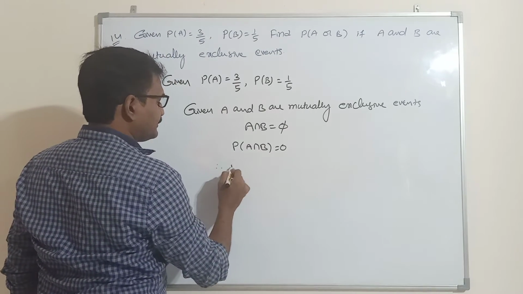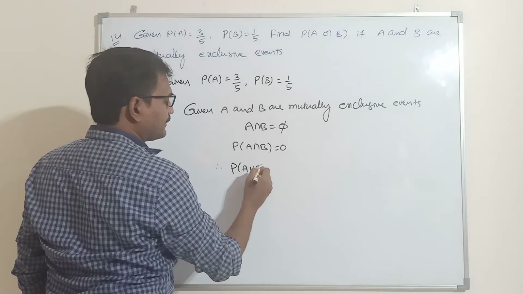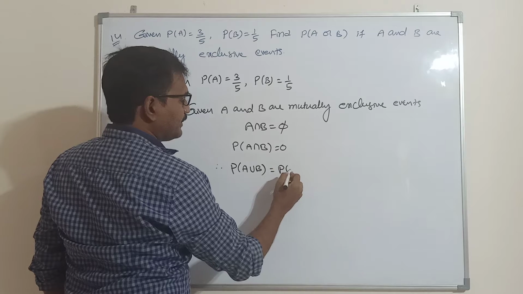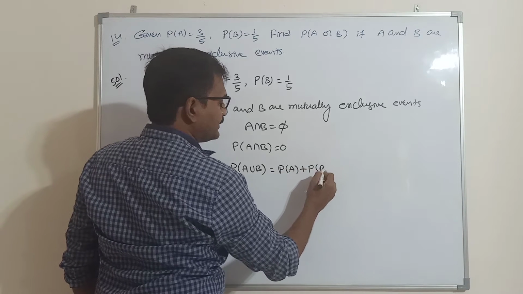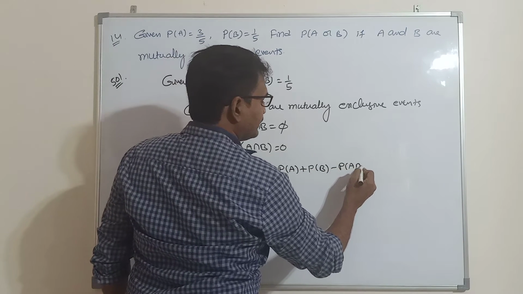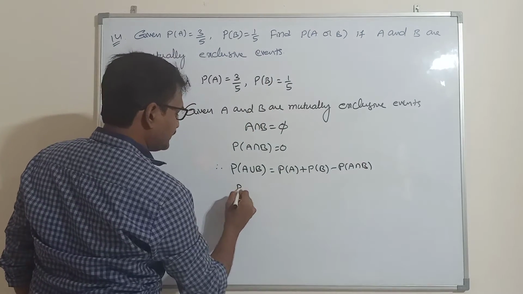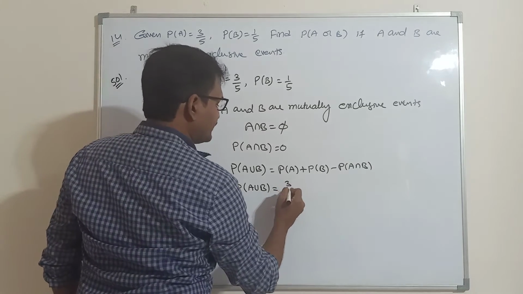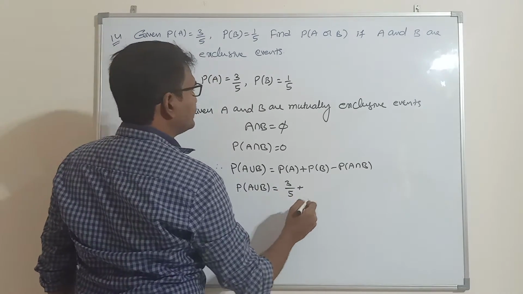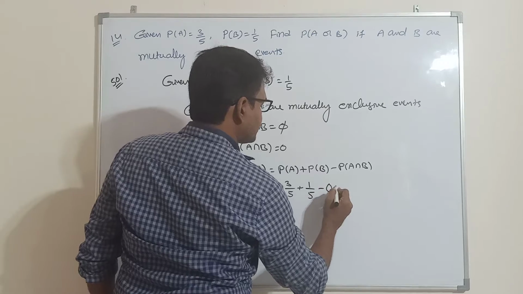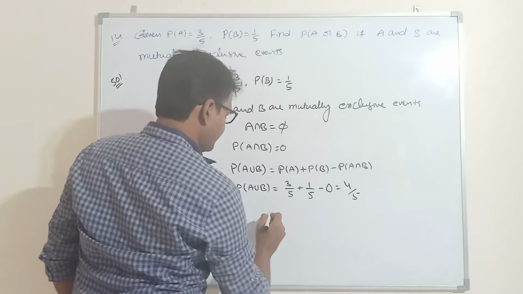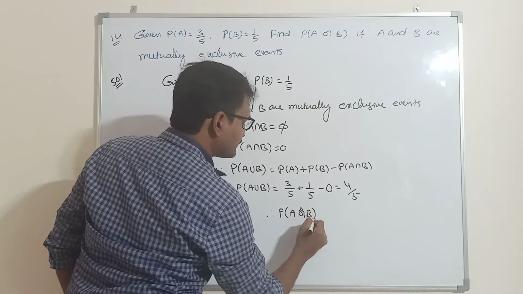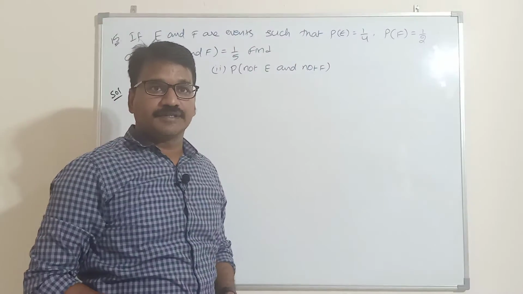Therefore, according to the addition theorem, P of A or B, meaning A union B, is equal to P of A plus P of B minus P of A intersection B. So P of A or B is equal to P of A 3 by 5 plus P of B 1 by 5 minus 0, that means 4 by 5. Therefore P of A or B is equal to 4 by 5.